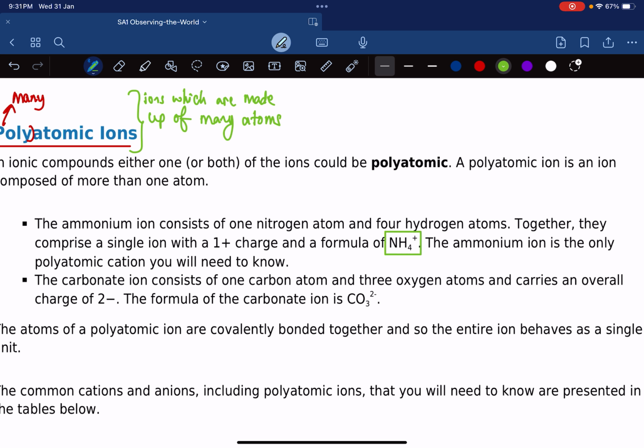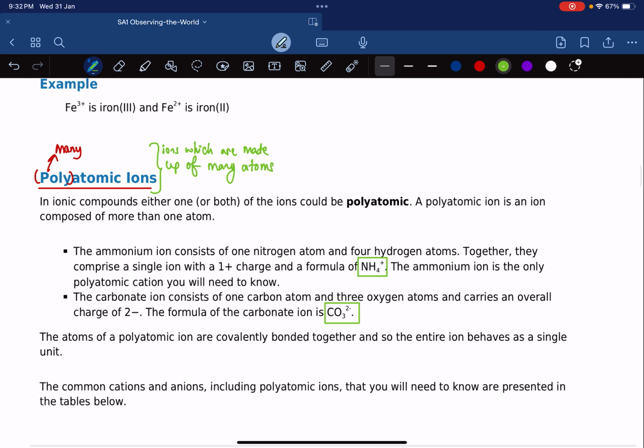So it's made up of more than one type of atom. So there are 5 different types of atoms. So this is a polyatomic ion. Other examples of polyatomic ions are this one here. This is also a polyatomic ion. It's an ion which is made up of many atoms, not many types of atoms necessarily, but many atoms. So these are called polyatomic ions.